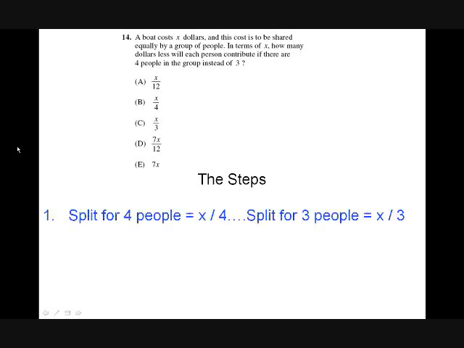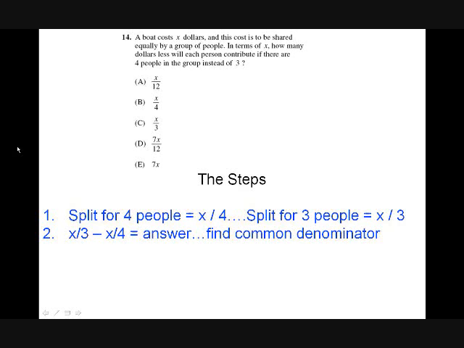So let's take a look at the steps. The split for 4 people would be X over 4. And the split for 3 people would be X over 3. So we want to find the difference between X over 3 and X over 4. So X over 3 minus X over 4 equals the answer.